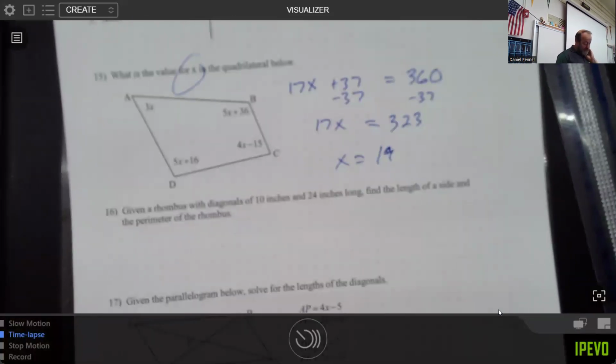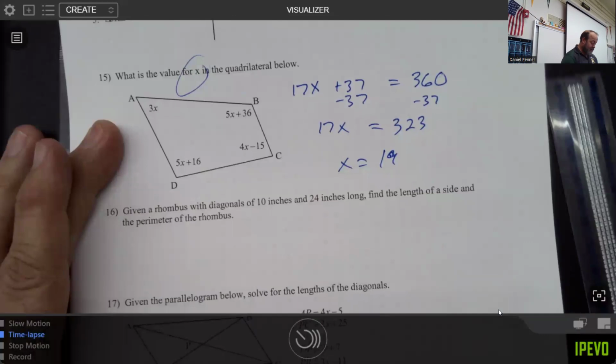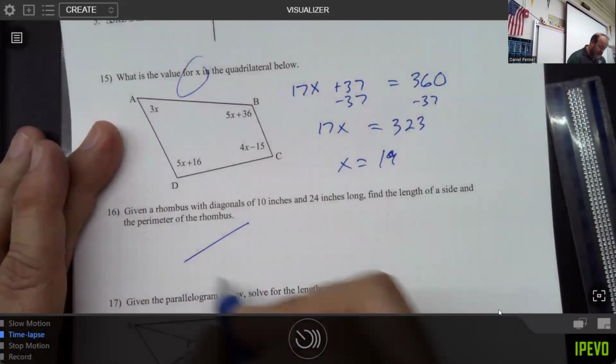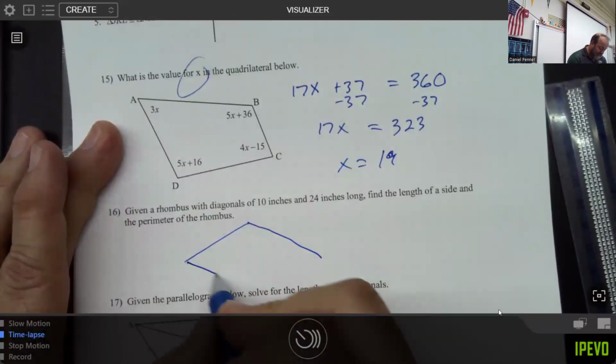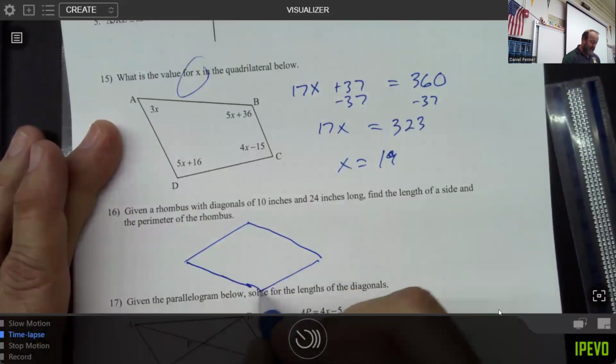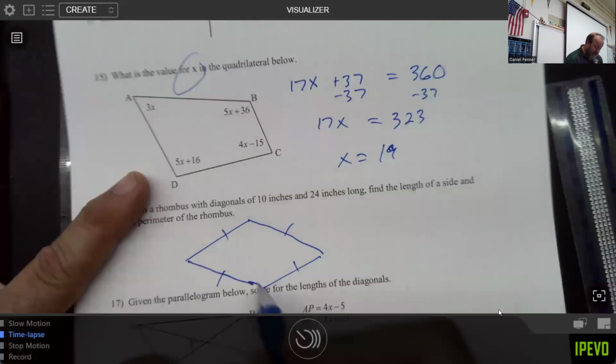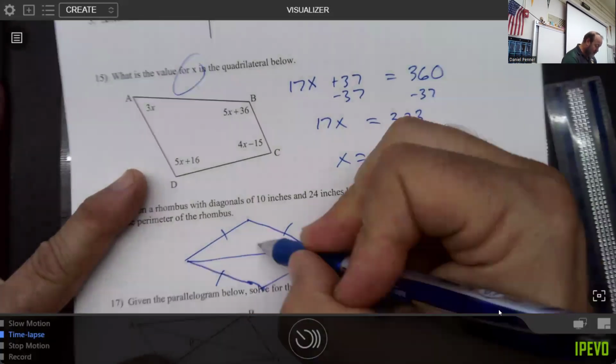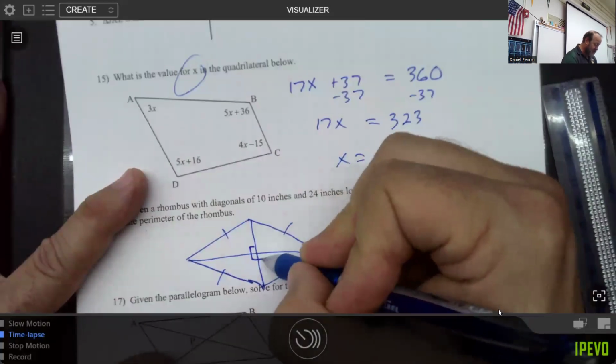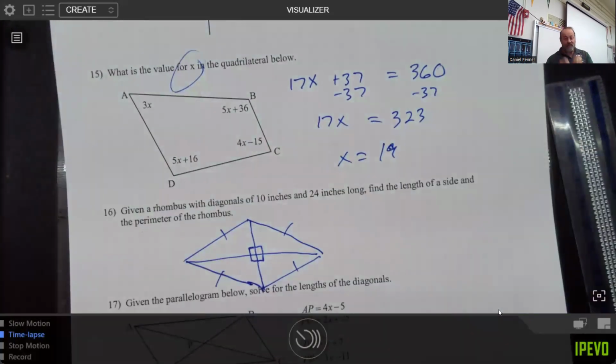Now, 16, I'm a little bit concerned about because I know that a lot of people aren't going to remember this little fact, but a rhombus has all of these sides the same. But when that happens, when you draw your diagonals in, they always intersect at 90s. That's a fact that is always true for rhombi. The diagonals are always perpendicular and they bisect each other. So you have to know those two facts.